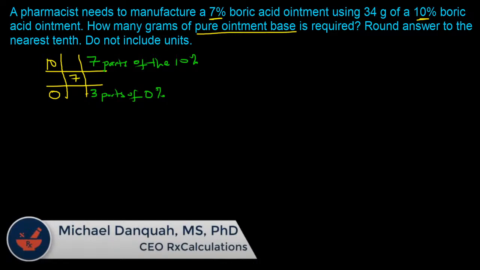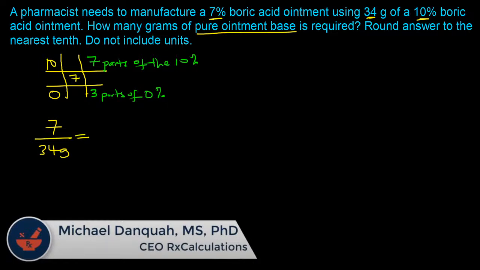Regardless of how much you're making, those are always going to be the ratios. What we've been given also is the actual amount of the boric acid ointment. We don't know the total quantity to make, but we do know that we want to use up the 34 grams of the 10% boric acid ointment. So at this point, the way we set the solution up is we take the parts of the 10%, which we know to be 7, and that 7 is representing the 34 grams.